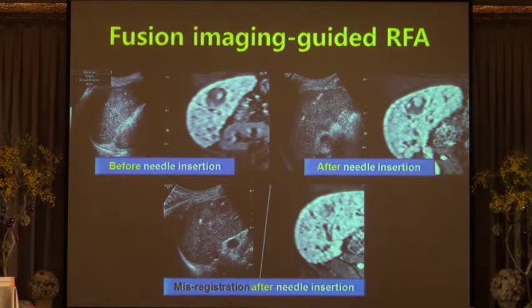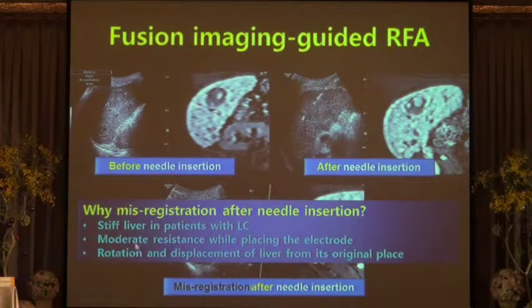Although the quality of image fusion was ideal before needle insertion, after needle insertion, it became unacceptable. Let me explain why. Since the liver is stiff in patients with liver fibrosis, there is moderate resistance while placing the electrode, which results in rotation and displacement of the liver from its original place. Therefore, re-registration after needle insertion is inevitable.